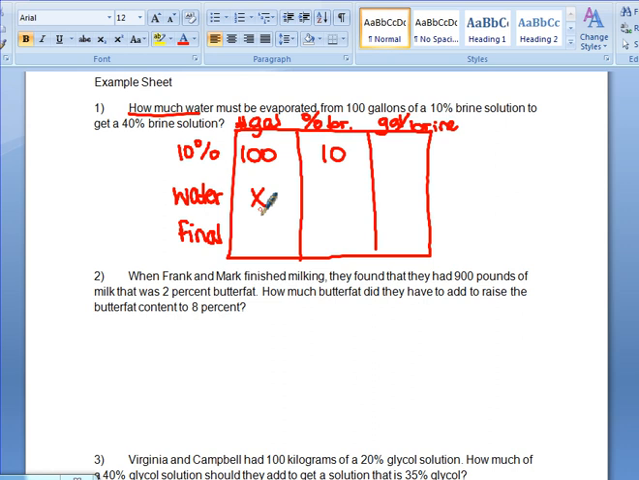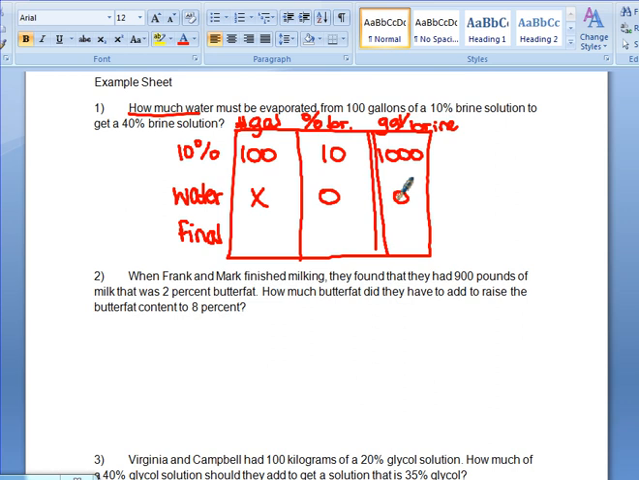Keep in mind that our first two columns multiply to give us our last one. So we have 100 times 10 gives us 1,000. Now, we're taking water away. Our column says percent brine. Well, there's 0% brine in water. So 0 is going to go in our percent brine, and x times 0 is 0.